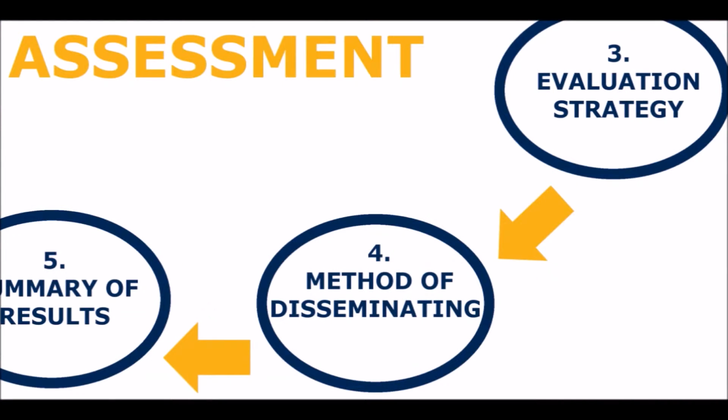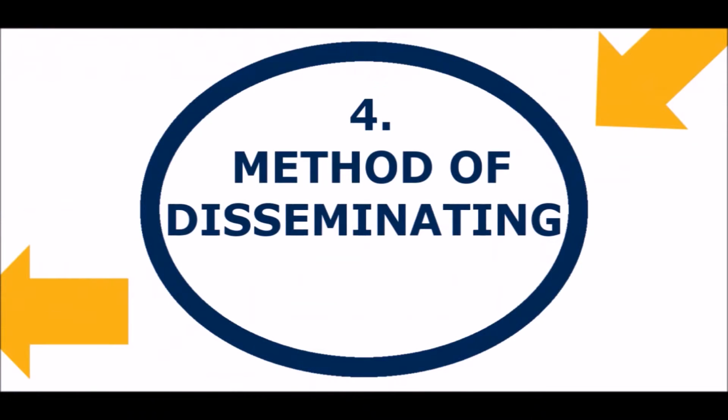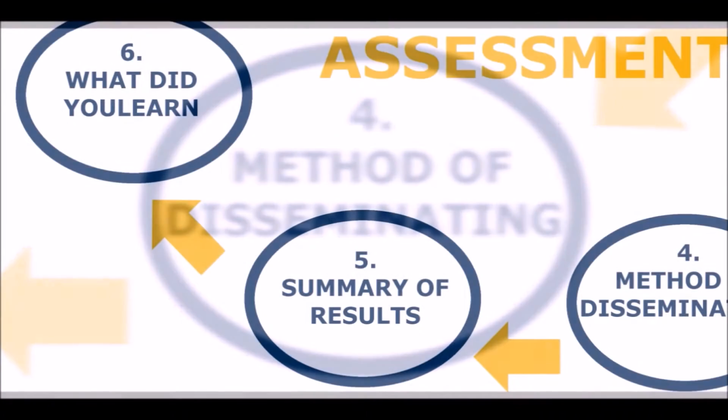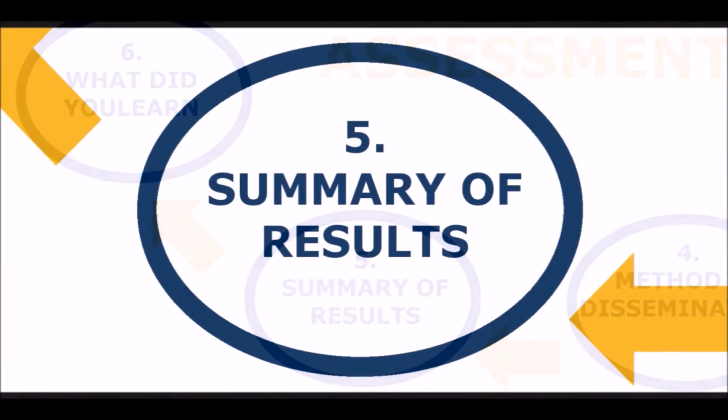The fourth step is method of disseminating and using information for improvement. This step addresses the potential audience who will be reviewing the gathered data and how best to convey the essential information to the audience. The fifth step is the summary of results.